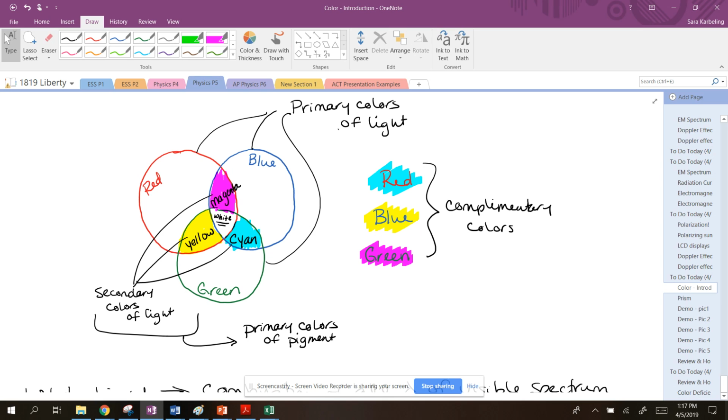Yeah. So when we talk about mixing pigment, so we could talk about that. If you mix yellow pigment and cyan pigment, what color are you going to get?